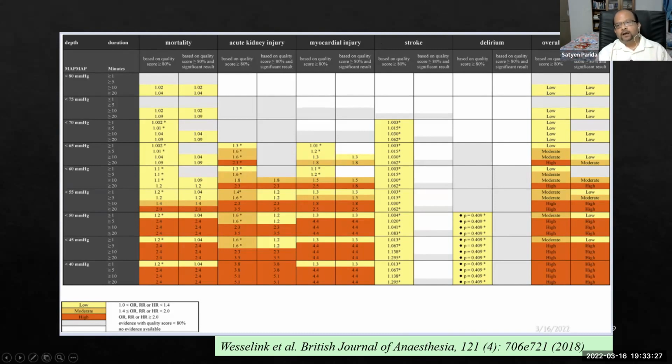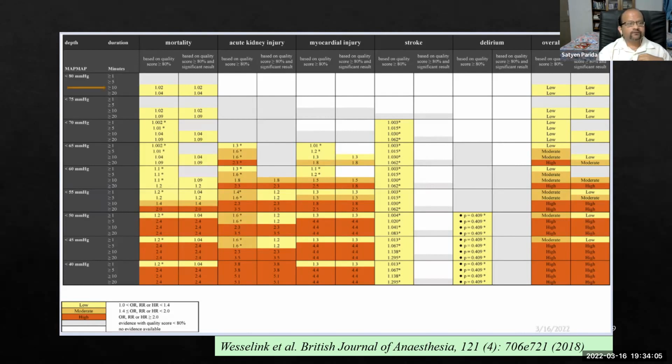So if you look at the panel on the extreme right, which demonstrates the risk of organ injury, the authors were able to show that at prolonged durations of exposure, which they defined as greater than or equal to 10 minutes, even mean arterial pressures below 80 millimeters of mercury were associated with definite risk of organ injury. Although these risks, thankfully, were low risk, as evidenced by odds ratios of between 1 to 1.04. Those are the panels which have been put in yellow.